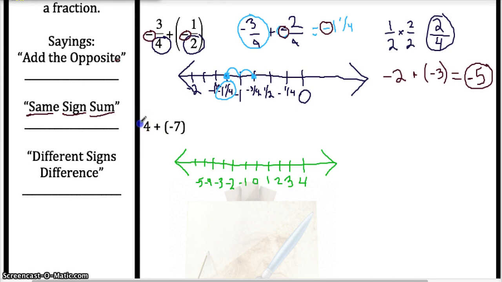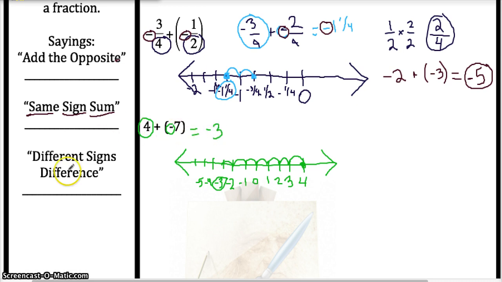And remember, this first number right here tells us where to start. So we need to start right here on the 4. And then it says we're going to be adding, so we need to be going to the right, right? Well, actually we don't. Remember how this sign overrides the power? So we need to go backwards 7. So we need to go 1, 2, 3, 4, 5, 6, 7. And we end on -3. So 4 plus -7 is a -3.